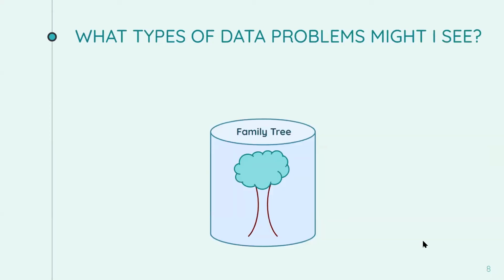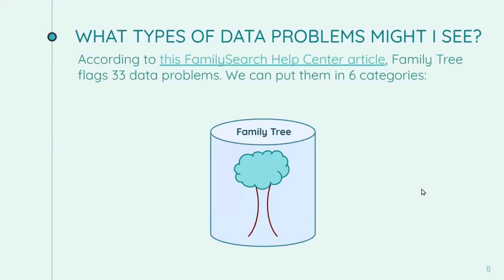So what types of data problems might you see in Family Tree? Well, according to this FamilySearch Help Center article, and this is a link so that when you look at the slide deck, you'll be able to click this link and go to it. It's not live in the video, though. We can't make the link work in the video. But this Help Center article says that Family Tree flags 33 different types of data problems. So in our webinar today, we're going to go through all 33 and spend about a half hour on each one. No, I'm totally kidding. Can you imagine how tedious that would be?